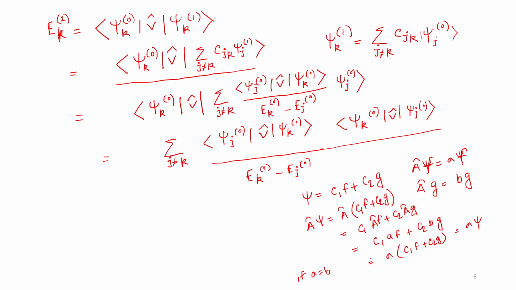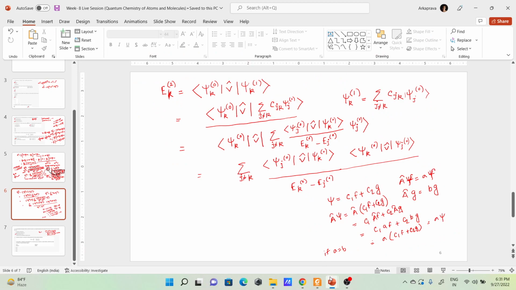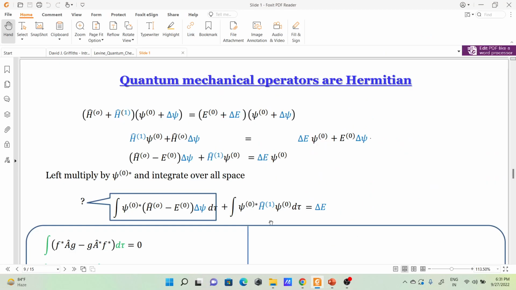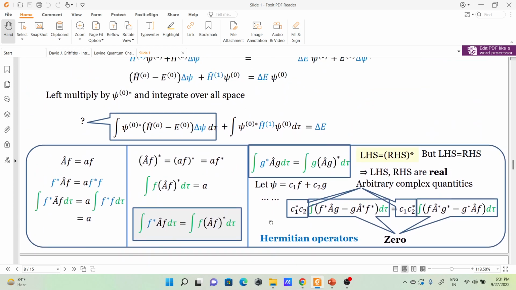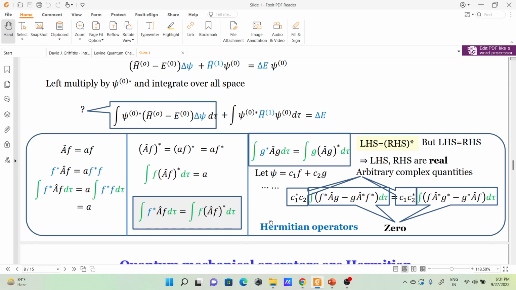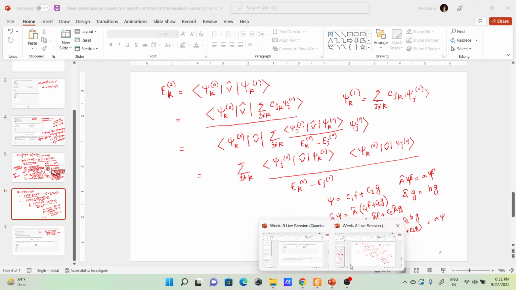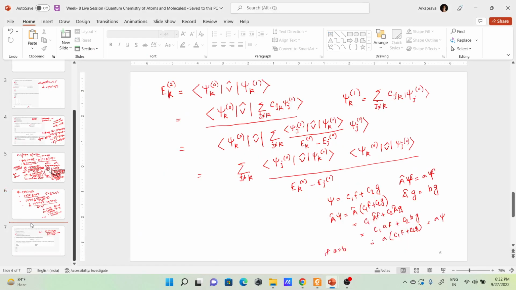So is it really required when we are trying to solve that specific part? Otherwise, how can we write that integration of psi star A psi d tau is equal to integration of psi A psi whole conjugate d tau? Okay, let me also check that. Then let us also write that thing. Why we can write it here. Let us check.